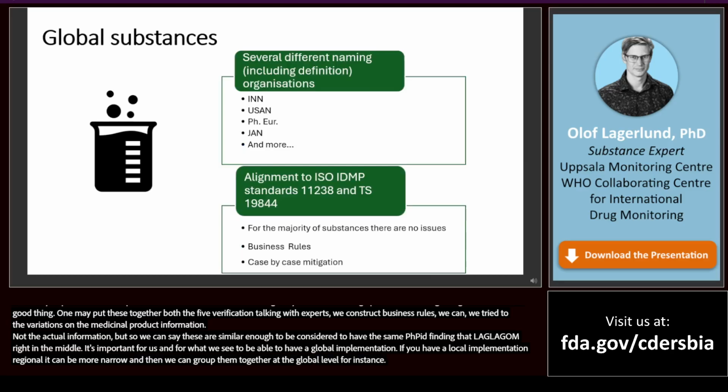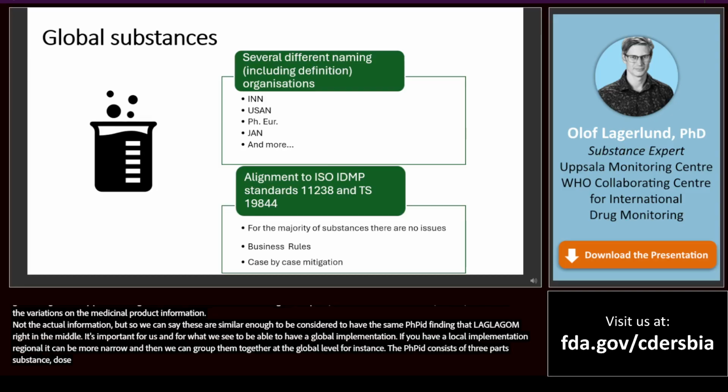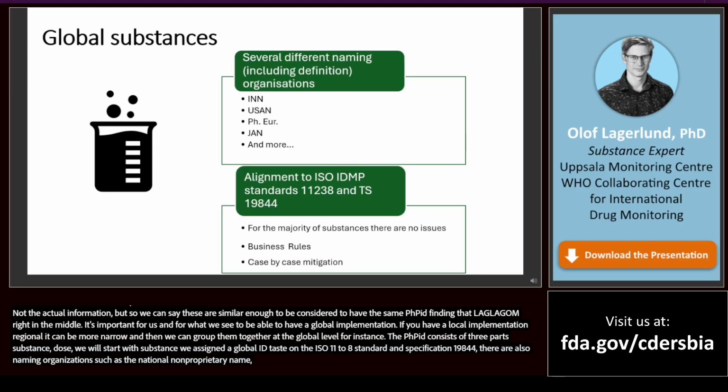The PhPID consists of 3 parts: substance, strength, and dose form, as you know. But we'll start with substance. We assigned a global ID based on the ISO 11238 standard and its technical specification, the 19844. There are also naming organizations such as the International Non-Proprietary Name, the INN, or USAN, and different pharmacopoeias, which also name monographs and substances in a way.